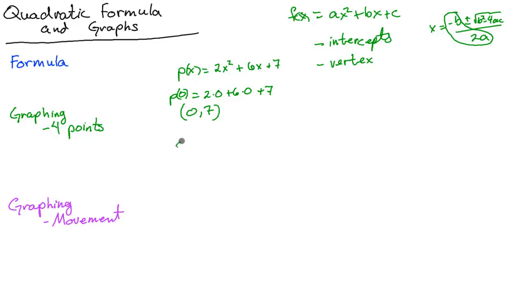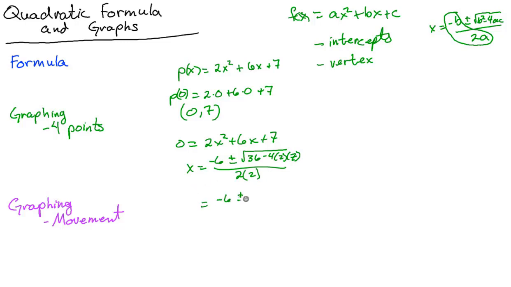Nice. Okay, now let's stick in 0 for p of x, and we get 2x squared plus 6x plus 7. 2 times 7 is 14. I'm not seeing us get a 6 out of that. I don't think this will factor really well. So, quadratic formula. x equals negative b plus or minus the square root of b squared minus 4ac all over 2a. Good, so this is negative 6 plus or minus the square root of 36 minus 56. 4 times 2 is 8 times 7 is 56, so this is negative 20 all over 4.